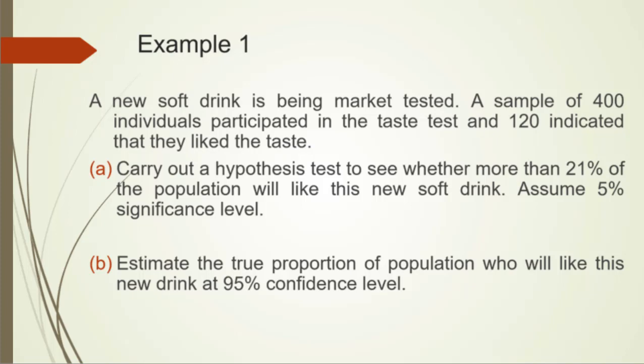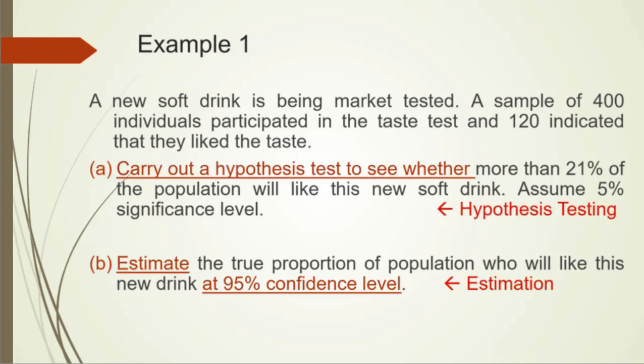The variable of interest here is whether an individual likes this new drink or not. So it's categorical data. This means we would be working with proportions, measuring the proportions of individuals who like the taste. The wordings of Part A indicate that this part is a hypothesis question, whereas Part B is an estimation question. We will use the formula table to solve them separately.